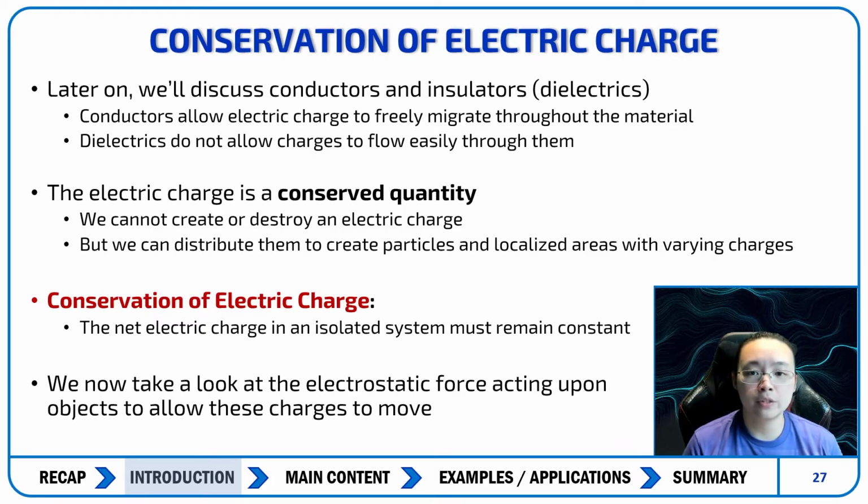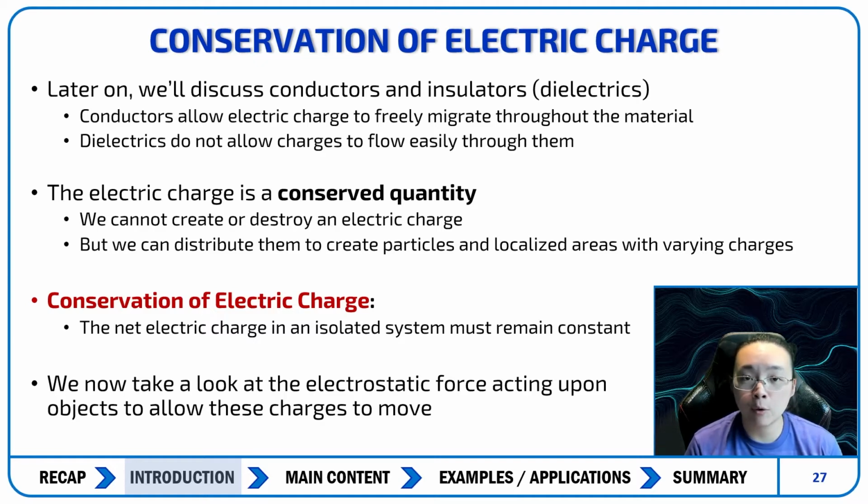Next, the electric charge is considered a conserved quantity. This is something we'll discuss on this slide. But the other important thing is that later on in the next chapters, we're going to talk about conductors and insulators, or dielectrics. Conductors are those that allow charges to freely migrate throughout the material, and dielectrics are those that don't allow charges or electrons to flow easily through them.